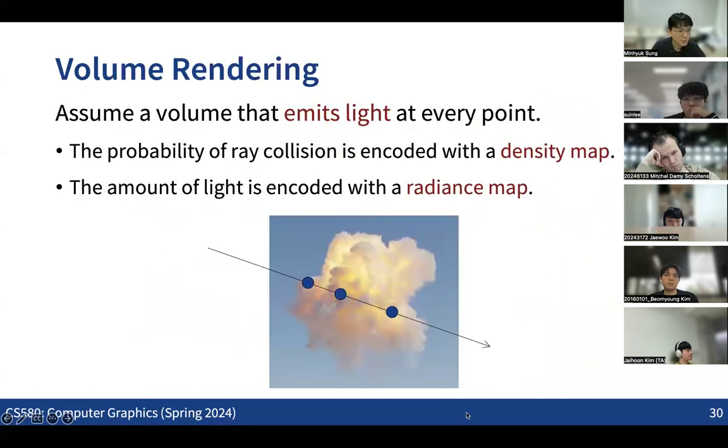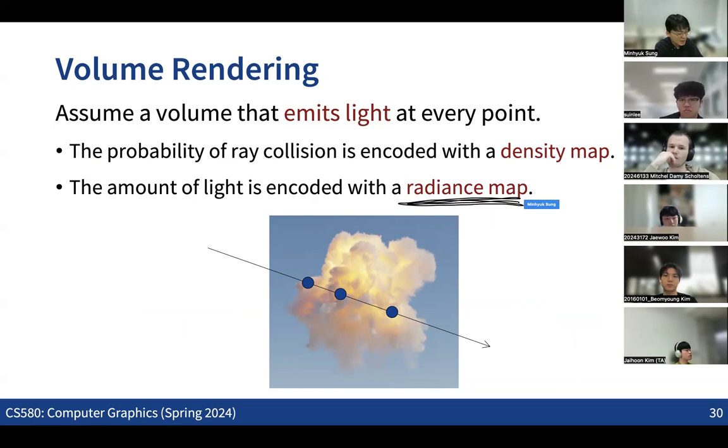Here the key idea is that we are going to use the volume rendering equation. The assumption is that we have some volume in this 3D space that is either emitting or absorbing light. But let's only think about the case where the volume is emitting light at every single point. Whatever point you pick inside the volume, we assume that point somehow generates light. The amount of light encoded at each point along each specific direction will be stored as a radiance map. So we have this information.